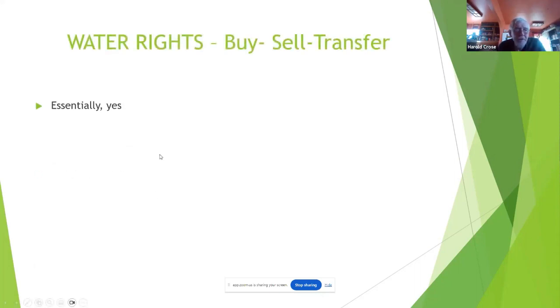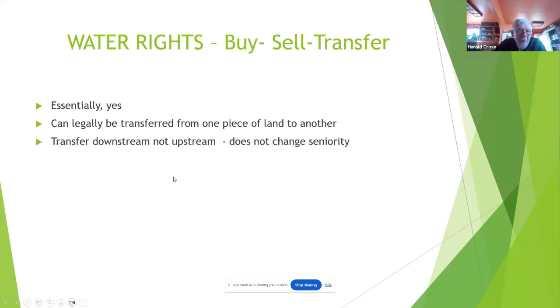Essentially, you can buy and sell or transfer water rights, and that happens. So that is one thing that's happening. Water markets are out there. You can legally transfer from one piece of land to another. Transfer downstream, not upstream. So it does not change the seniority, first in time, first in right.